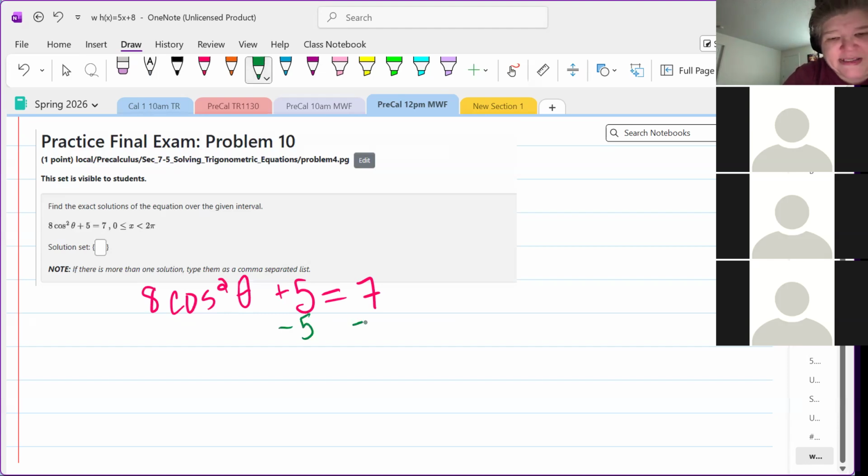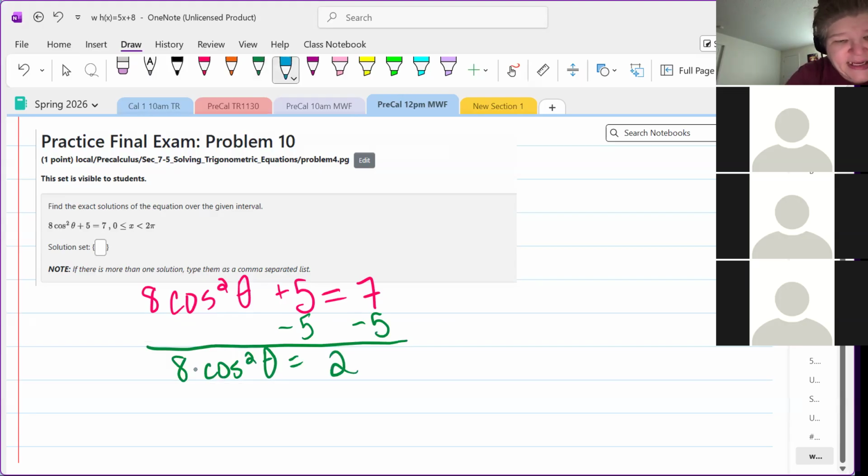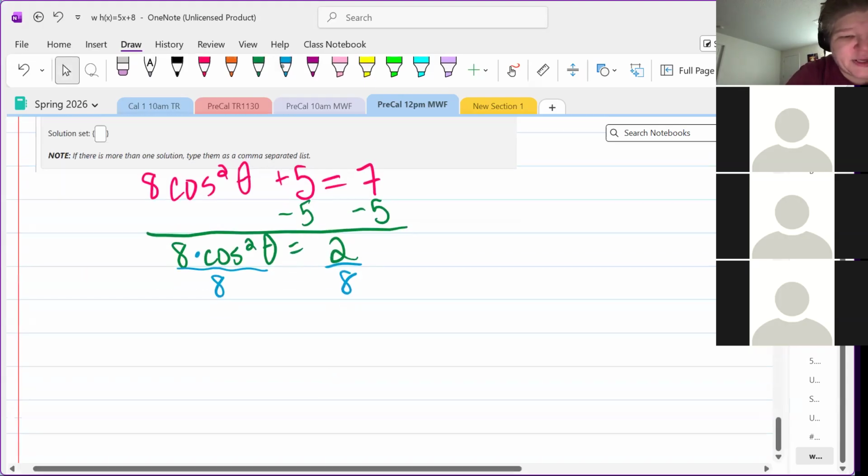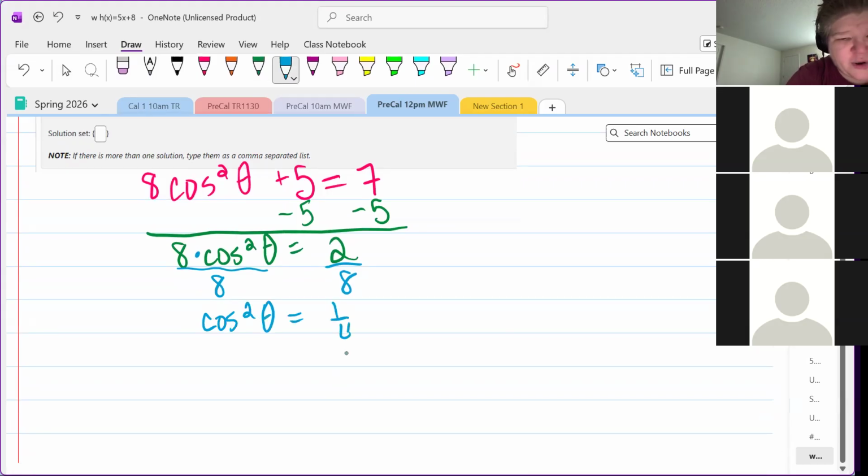So I'm going to minus the 5. So I have 8 cosine squared theta equals 2 now. And then that 8 is attached to the cosine by multiplication. So I'm going to divide both sides by 8. So now I have cosine squared theta equals 1/4.